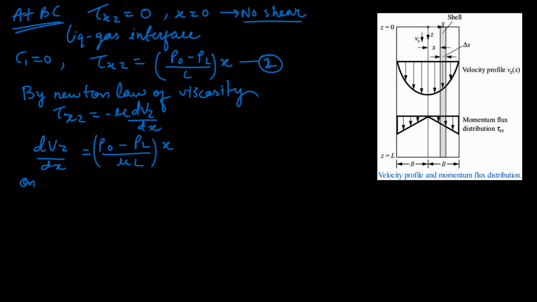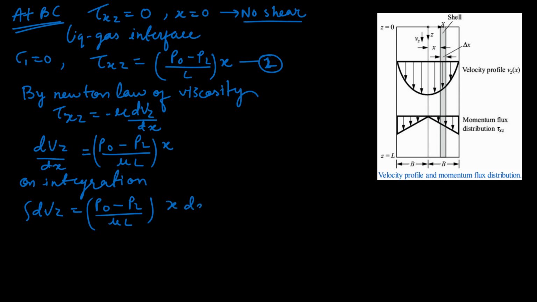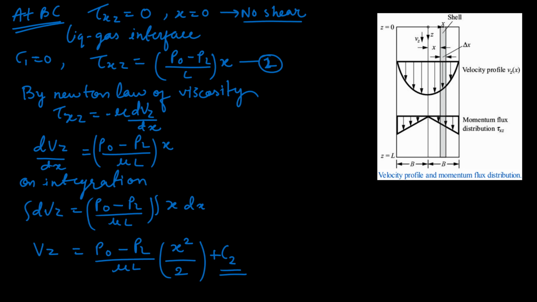So on integration, dVz equals P0 minus PL upon mu L x dx. What I get: Vz equals to P0 minus PL upon mu L x square upon 2, right, plus C2. Now to find the value of C2, I'll put the second boundary condition.